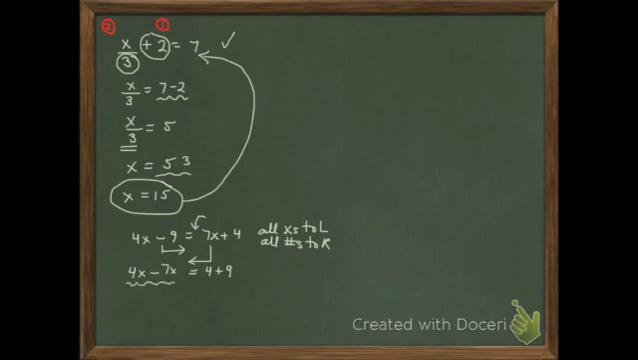Simplify the left side. What is 4 minus 7? Negative 3x. See, those signs never go away. What is 4 plus 9? 13. I still need to get rid of this. I only want an x there.